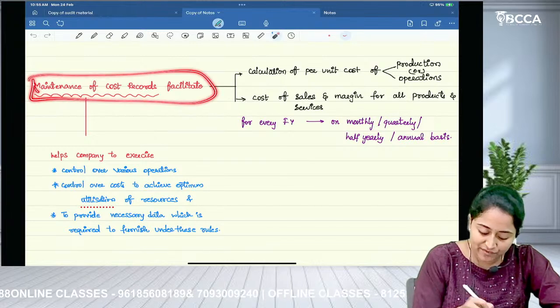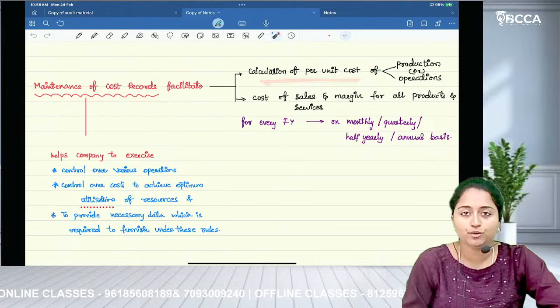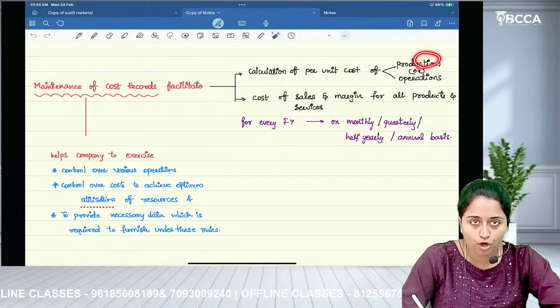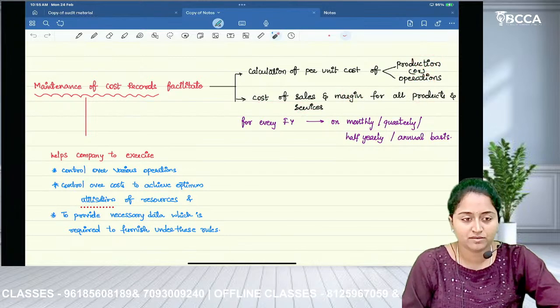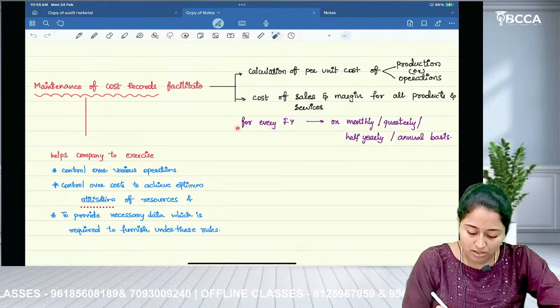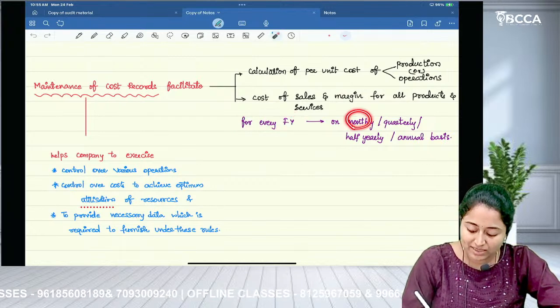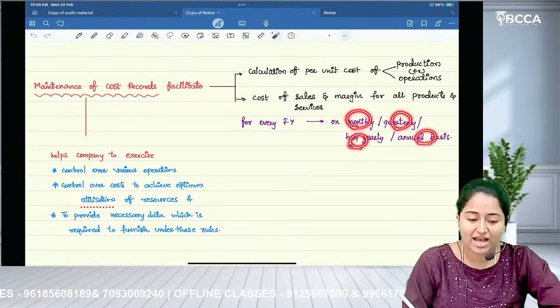Maintenance of cost records facilitates calculation of per unit cost of production or operations, cost of sales and margin for all products and services. For every financial year, on monthly, quarterly, half yearly, annual basis. Clear?